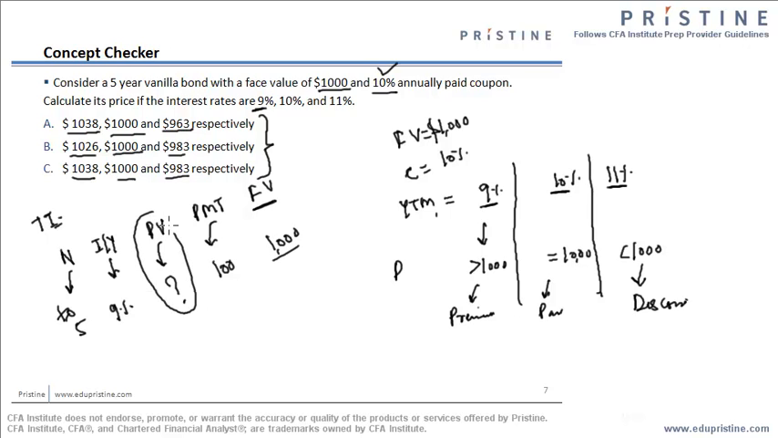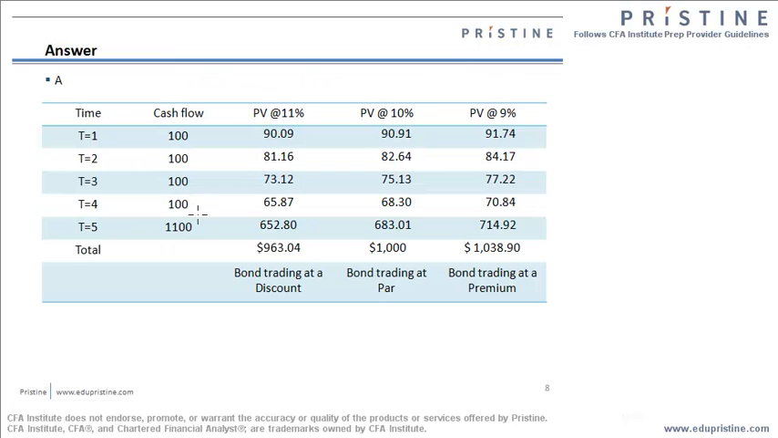Now calculate the PV from there. So PV in this case would be 1038 point something. So first one can be correct, second one can be correct. So we need to solve for the other case as well. So now put 11% here and find the price. You will get a price of $963. So the answer is A, right? So the answer is A here.